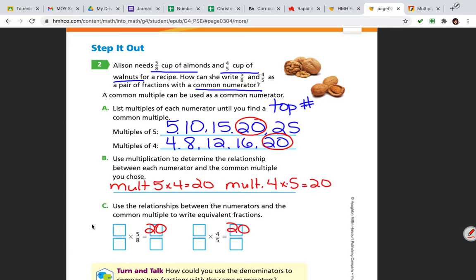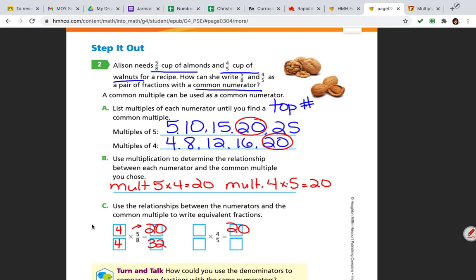So at the bottom, we're going to fill in the blank. So 5 eighths. We've got to decide, 5 times what number equals 20? 5 times 4. So 4 times 5 is 20. So the bottom number, whatever you do to the top, you've got to do to the bottom. So 4 times 5 is 20. 4 times 8 is 32.